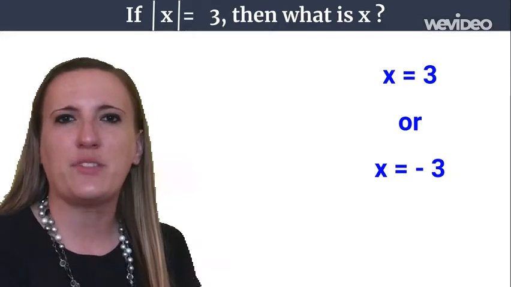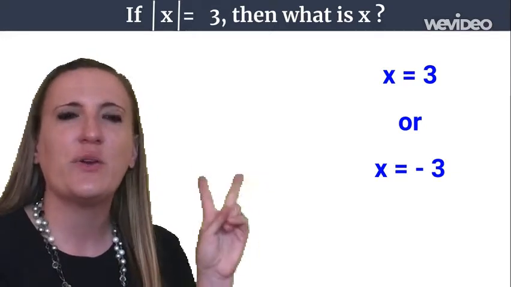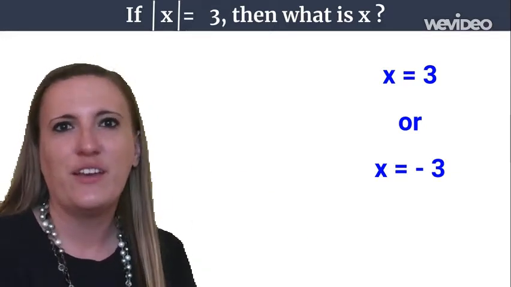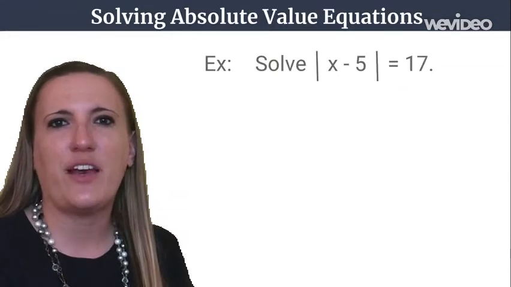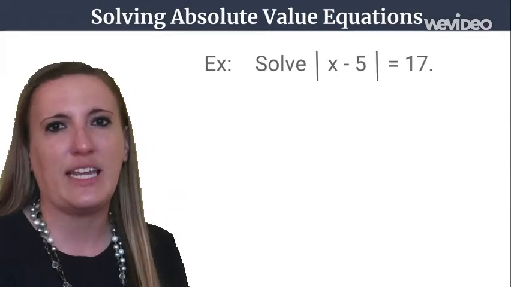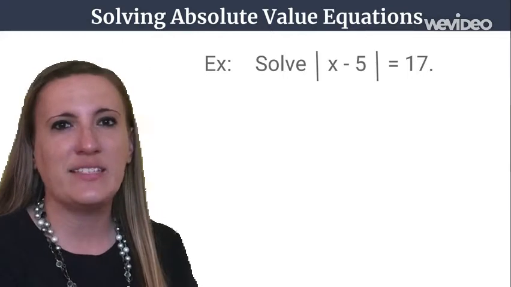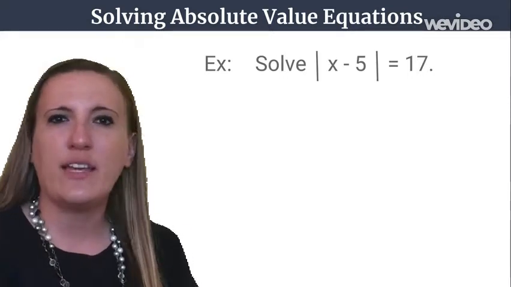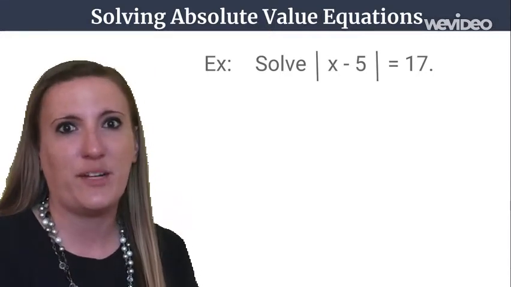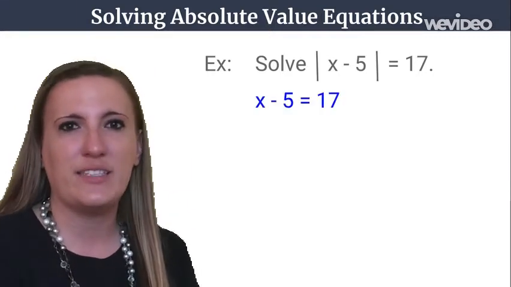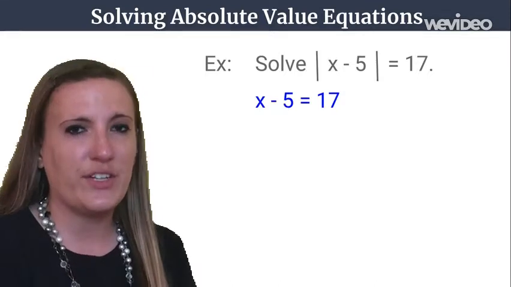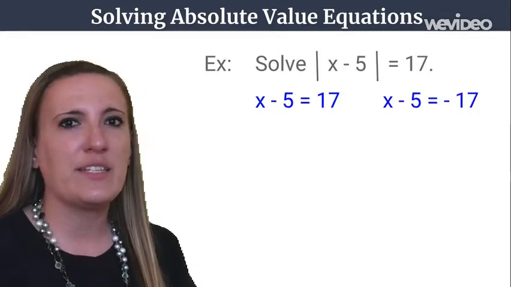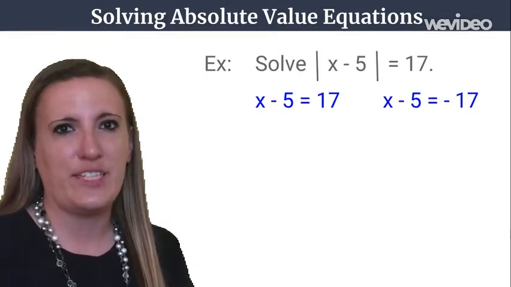So when we're solving absolute value equations, we need to take two answers into consideration. For our first example, the absolute value of x minus 5 equals 17. So this means the math inside the absolute value bars could equal 17, or it could also equal negative 17 and give us the same answer. So to set up our equations, x minus 5 could equal 17, or x minus 5 could equal negative 17.